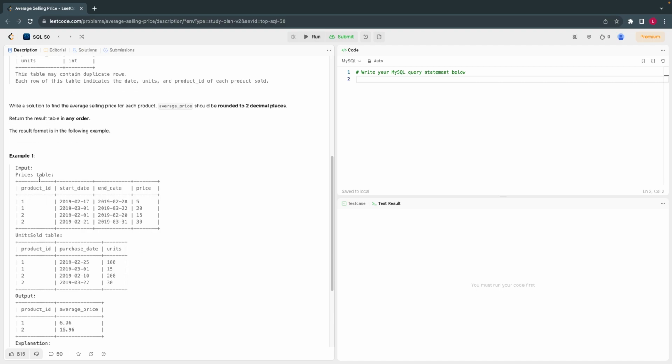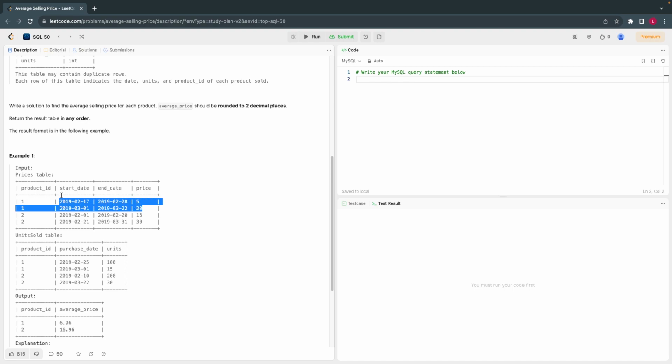Given two tables as mentioned before, table 1, the prices table, has product. In this table it has two products, product 1 and 2, and the same product has different prices. Maybe there is an offer from this starting date to 2019 February 17 to 2019 February 28. The price for product 1 is 5, and for the same product at different dates, maybe after a month, March 1st to March 22, the price is different.